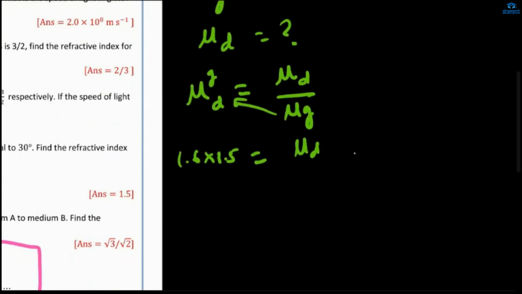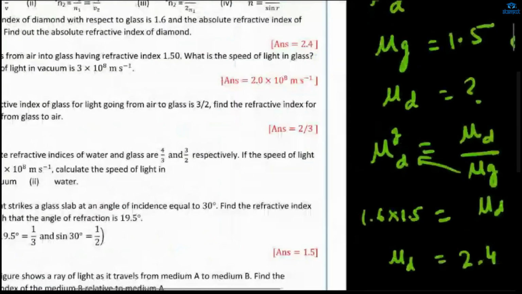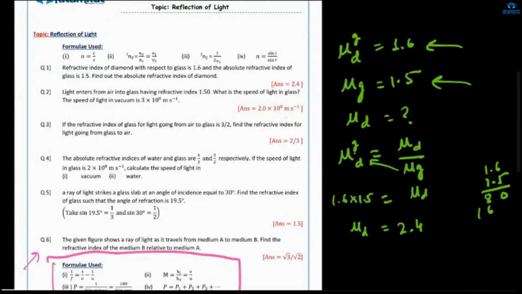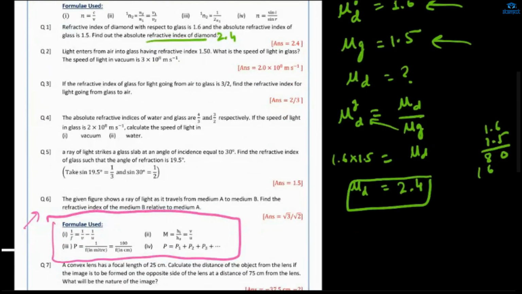So how much will it be? Mu D will be how much? 1.6 times 1.5. How much will it be? Will it be 2.4? Okay, this we have got as refractive index of diamond, 2.4. Okay, let's see the fifth question.